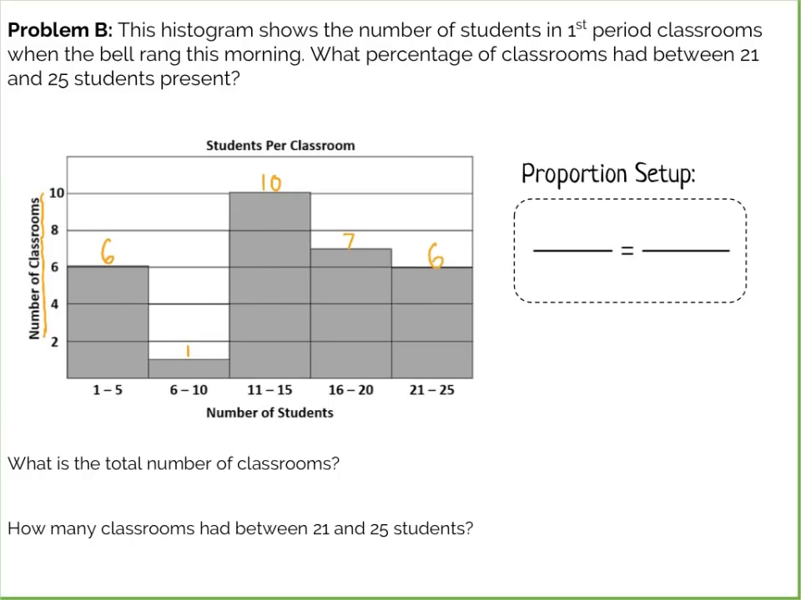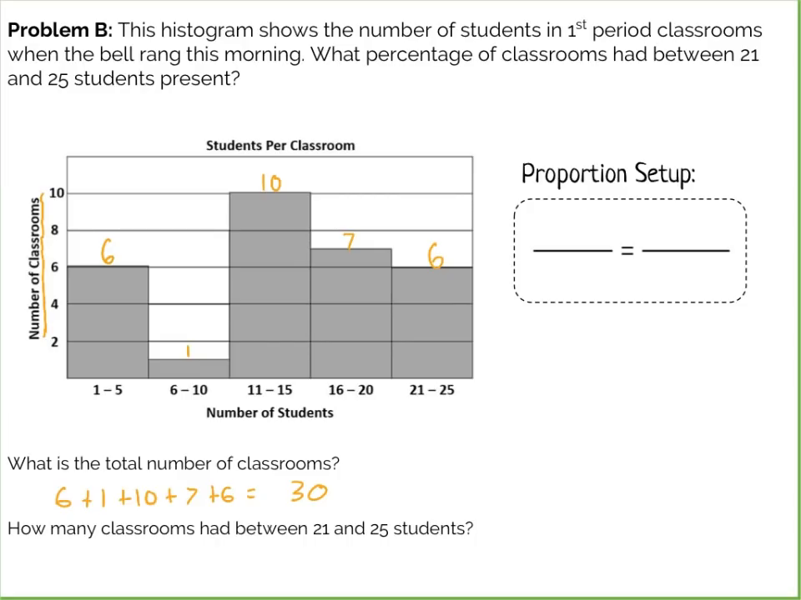And then we have 6 classrooms there on the end. So now that I have all of those classrooms, I can just add them up. So I'm going to add 6 plus 1 plus 10 plus 7 plus 6, and that'll give us the total number of classrooms. Again, if you can't do that information in your head, feel free to use your calculator. Always use your math tools whenever possible. When you add those up, you're going to end up with 30 total classrooms.